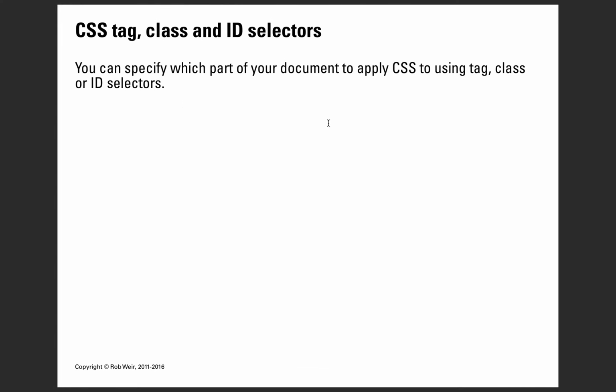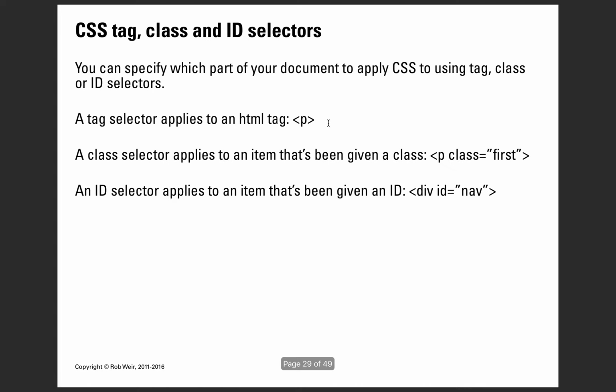And then finally, how do we tell the browser what to apply where? You can apply tag, class, and ID selectors to parts of your document to apply CSS. So a tag selector will apply to an HTML tag, like a paragraph tag that's being shown here. This will apply to every paragraph in the page that it's referencing unless you tell it to do something different.